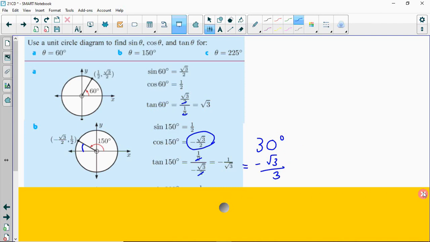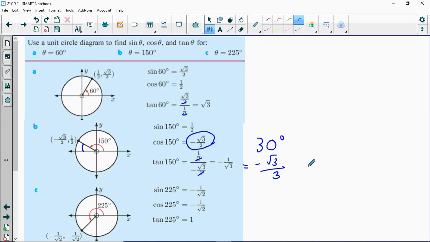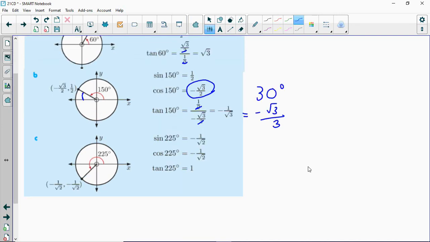Finally, we go to 225 degrees. That's in the third quadrant, and I'm thinking about 45 degrees now because this is 45 degrees below the horizontal. The sine and the cosine of 45 degrees are both square root of 2 over 2. This is in the third quadrant. So in this case, the sine and the cosine will both be negative square root of 2 over 2, or negative 1 over the square root of 2 if you prefer. And for the tangent, since I'm dividing this number by itself, the tangent value must be 1.